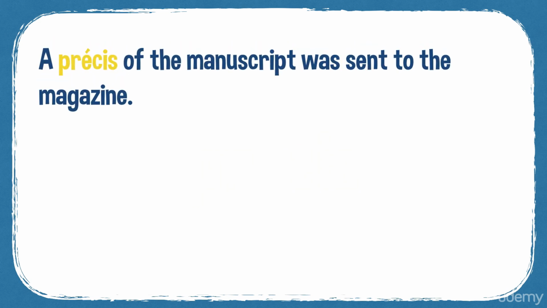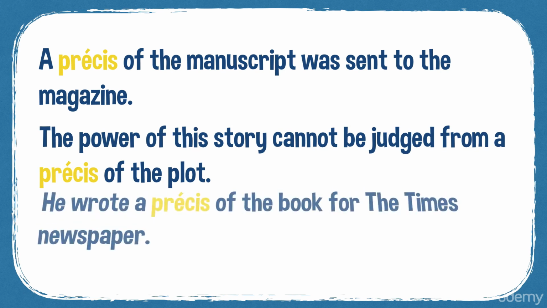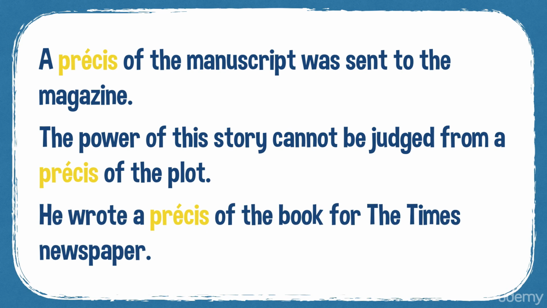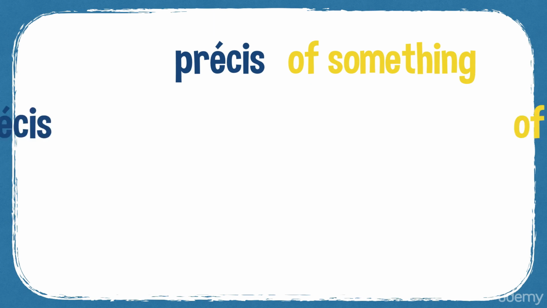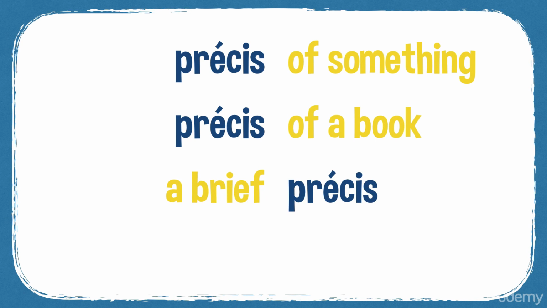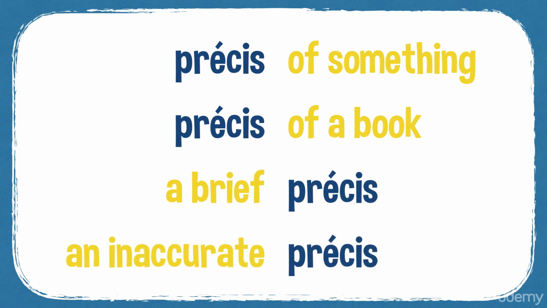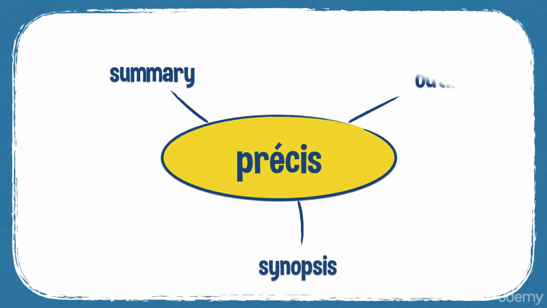For example, a précis of the manuscript was sent to the magazine. The power of this story cannot be judged from a précis of the plot. And he wrote a précis of the book for the Times newspaper. So you can have a précis of something, such as a book, a précis of a book. You can have a brief précis. You can also have, if it's bad, an inaccurate précis. So some synonyms for précis: summary, synopsis, outline as well.